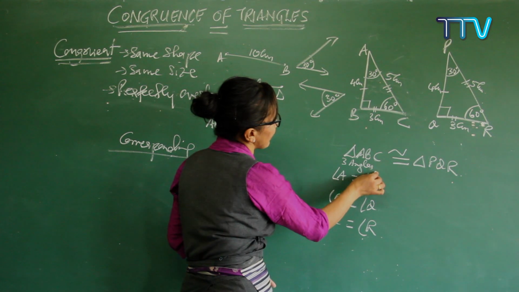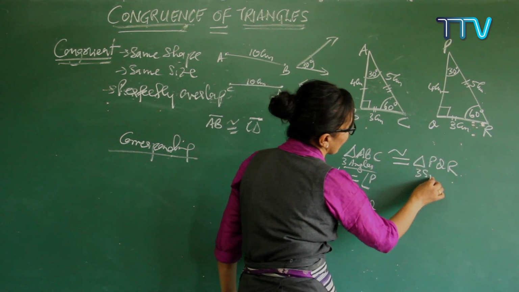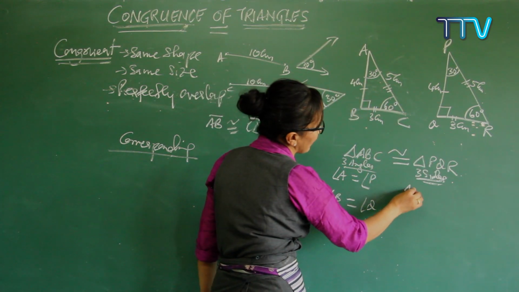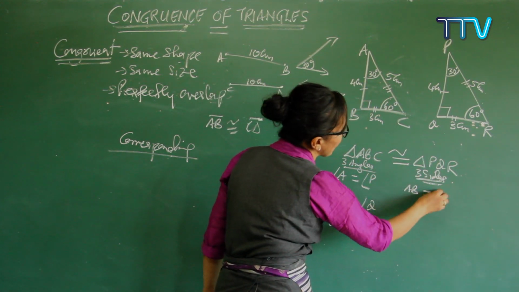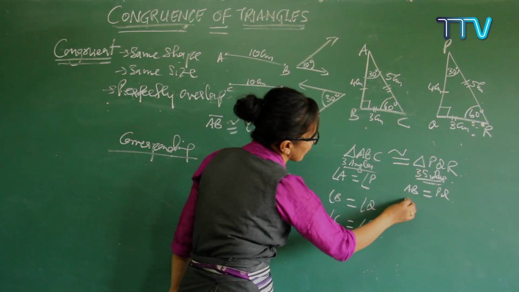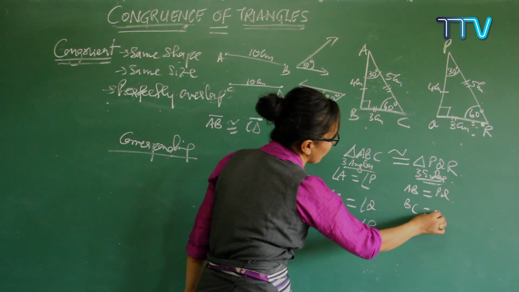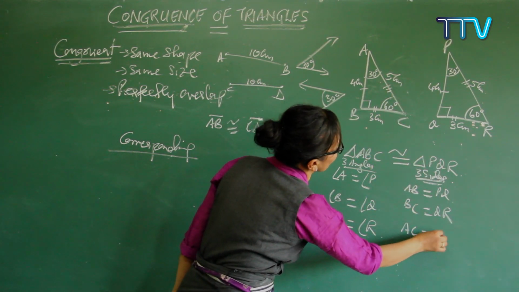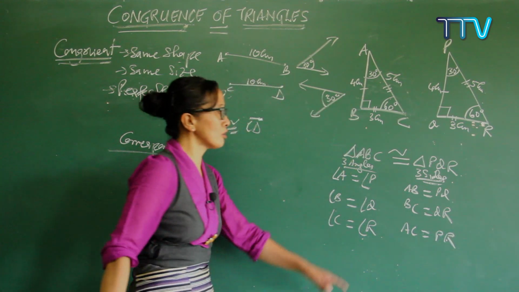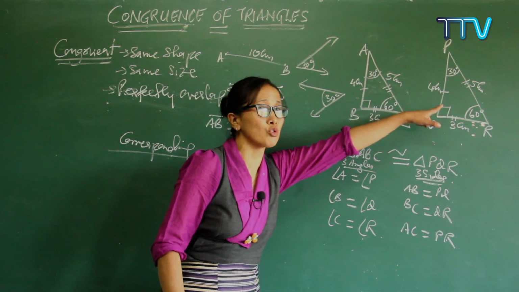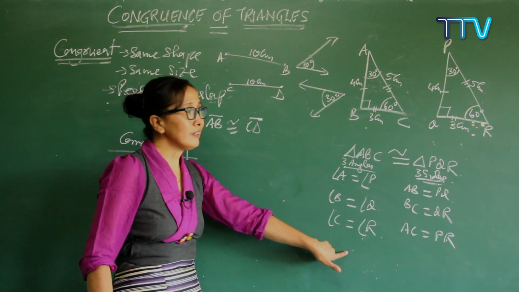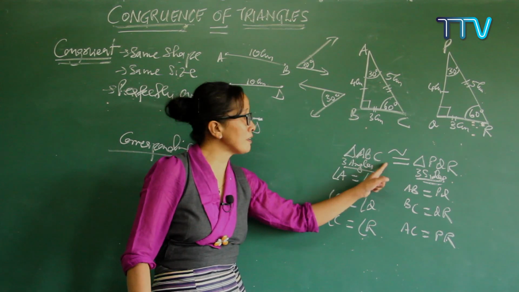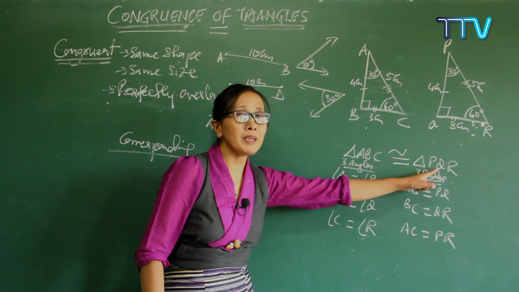And now how many sides are there? Three sides. You can write it down. And what are they? Side AB is equal to PQ. And BC is exactly equal to QR. And the last one, AC is equal to PR. Correct. So this is already given there. In two triangles, all three angles and all three sides are exactly equal to each other. Therefore, triangle ABC is congruent to triangle PQR.